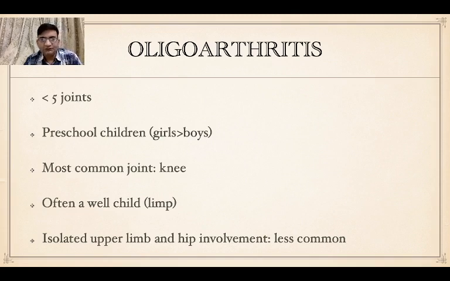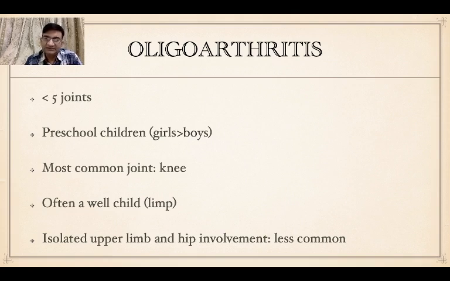Most common joint involved is knee, and often the child is well. The only problem is limp or swelling that we notice. We must remember that isolated upper limb and hip involvement are very less common. So you won't find a child of oligoarthritis having only elbow or wrist swelling. They often come with ankle or knee.